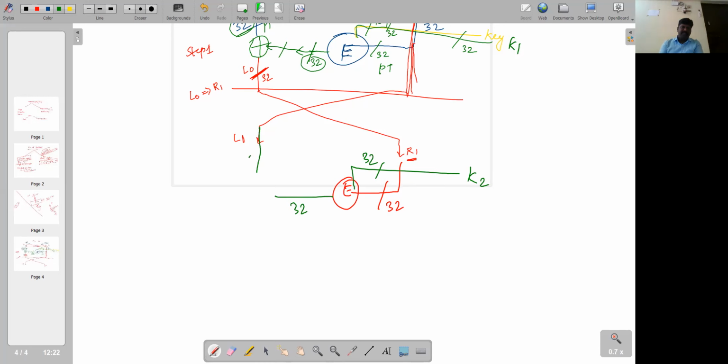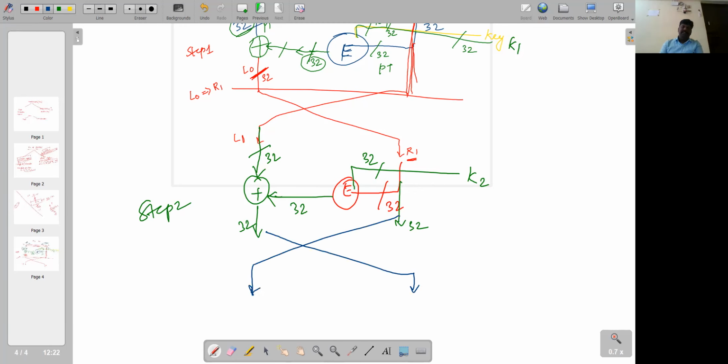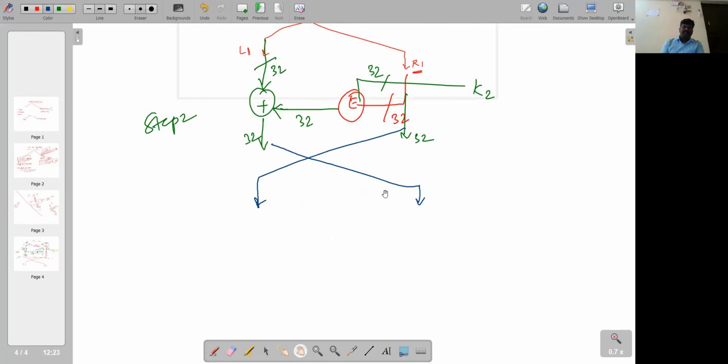Now in the left half we have 32-bit plain text, and we'll do some XOR or any encryption function, which will produce 32. So here we have 32. This is step 2. After that, again, the values are going to be swapped. Left will become the right 32, and this will become the left 32. Is it clear? Now further, the same process is going to be repeated.